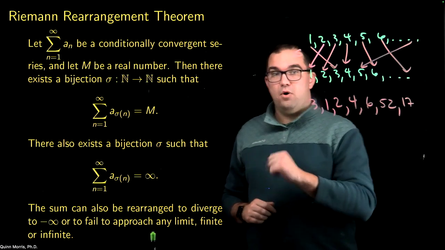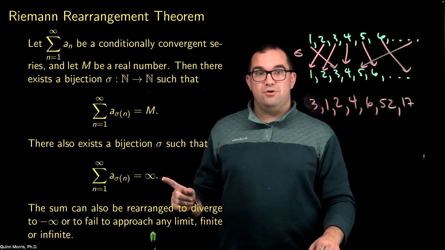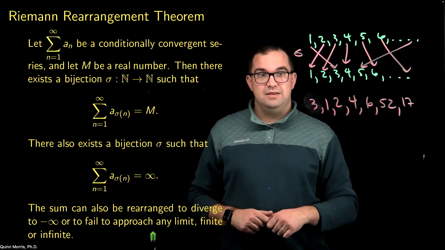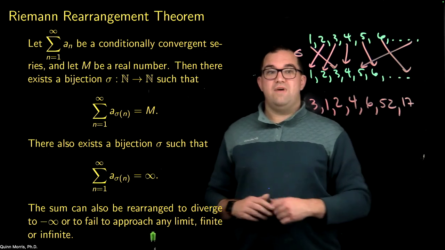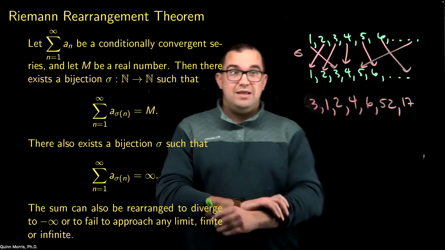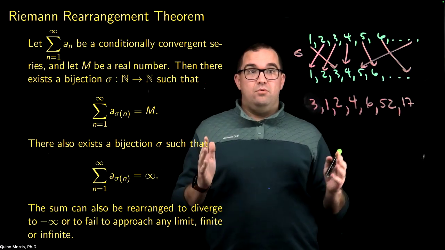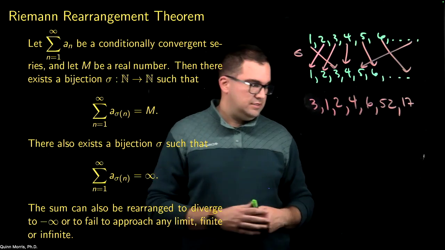Okay. What's more, there also exists a rearrangement such that when you add all these terms together, you get positive infinity, or you get negative infinity, or you fail to approach any limit at all, whether finite or infinite. So really, anything is possible when you start rearranging the terms of a conditionally convergent series.